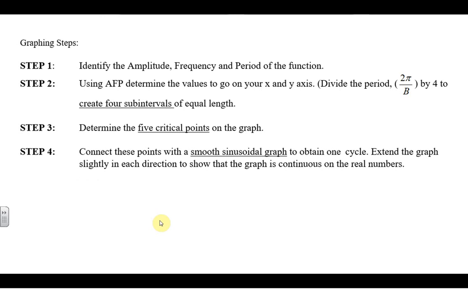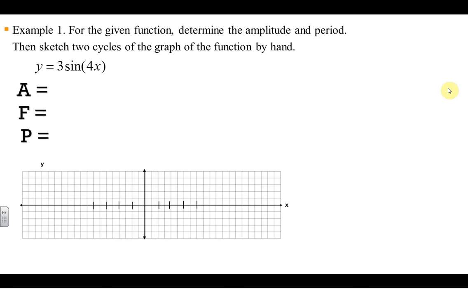First you identify your amplitude, frequency, and period. Then using that, you find what you're putting on your x and y axis. You divide your period by 4 because you've got 4 quadrants, so that's why we have 4 intervals. And then you've got 5 critical points, and usually we ask you to draw 2. So here we go.